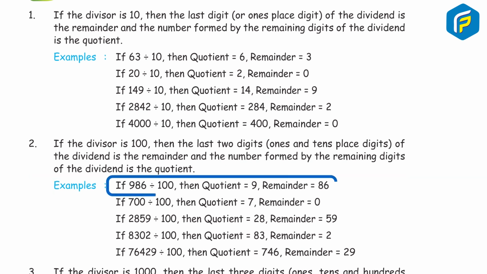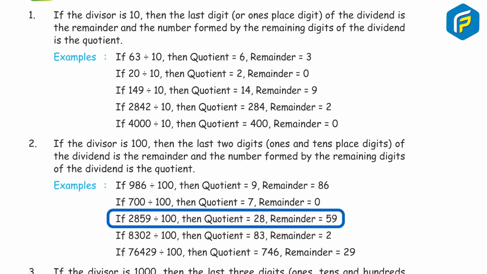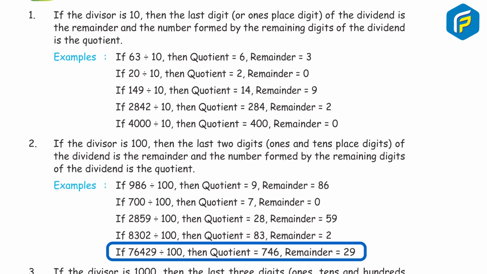Examples: if 986 divided by 100, then quotient 9, remainder 86. If 700 divided by 100, then quotient 7, remainder 0. If 2859 divided by 100, then quotient 28, remainder 59. If 8302 divided by 100, then quotient 83, remainder 2. If 76429 divided by 100, then quotient 764, remainder 29.